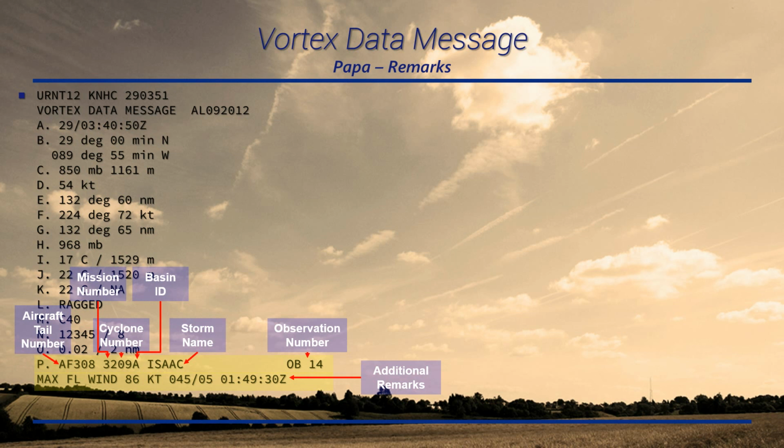Now in this particular example, I made a slight tweak, a recent change, and we're going to see if we see this this year. In the past we'd say northeast quad or southeast quad, but now in the National Hurricane Operations Plan, they want the bearing and range. So in this particular case, the maximum flight wind of 86 knots was found to the northeast at 5 nautical miles from the center. And that was determined at 1 hour, 49 minutes, 30 seconds Zulu.